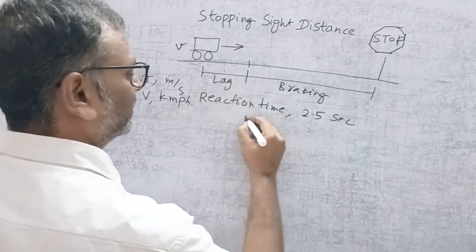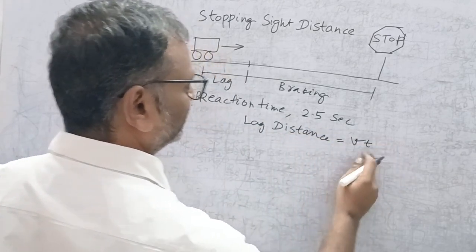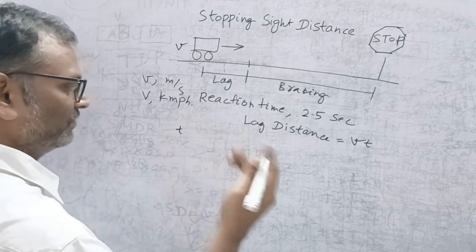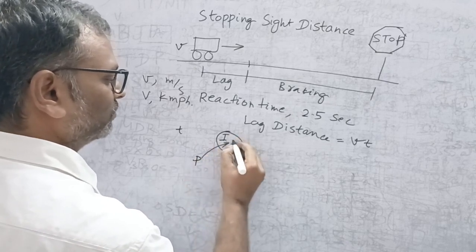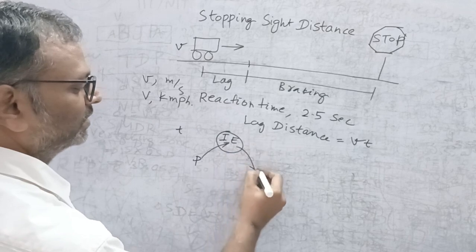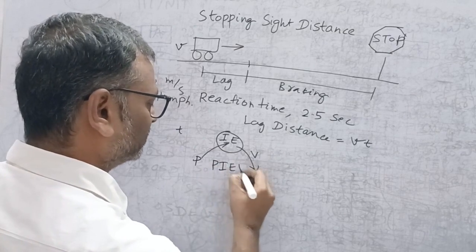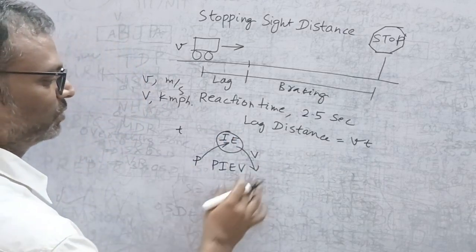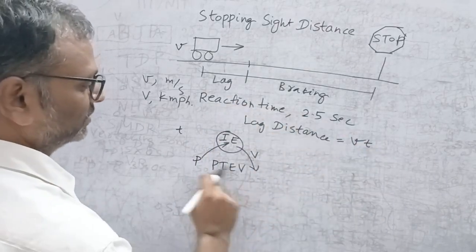Then this lag distance can be written as small v into t, where t is reaction time. And this t depends on so many factors. First you have to perceive, and you have to think using your intellection, and then emotion, and then volition. This theory is called PIEV theory: perception, intellection, emotion and volition. During this entire process which happens in your brain, the time taken is the reaction time t.